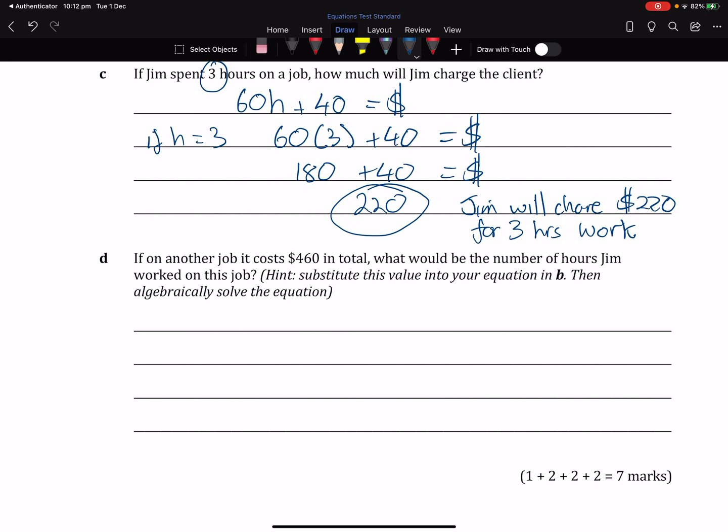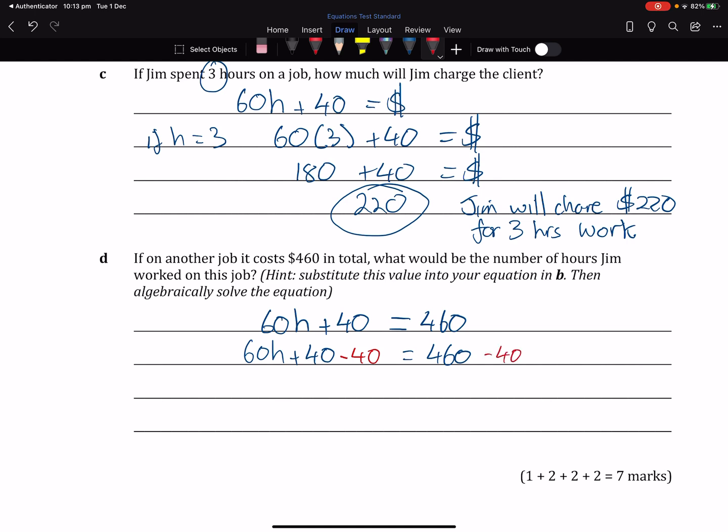an unknown. So here we know what the total is. We know that 60H plus 40 is going to be equal to 460. Here's our equation on the left-hand side that we've worked out from part B, and we now have the total amount 460. So now we're just reversing everything and solving this equation. So we start by undoing the plus 40. So we have 60H plus 40, undo the plus to be minus 40, is equal to 460, also minus 40.